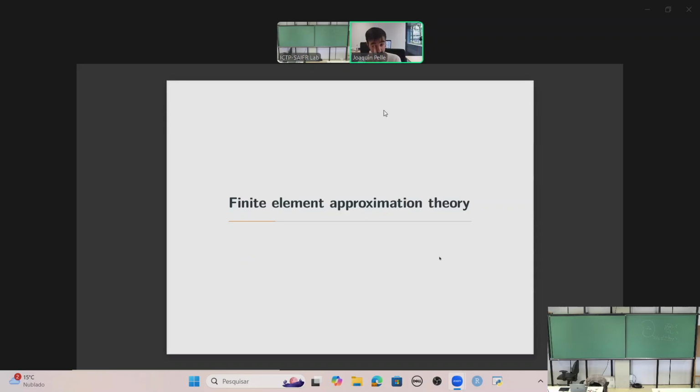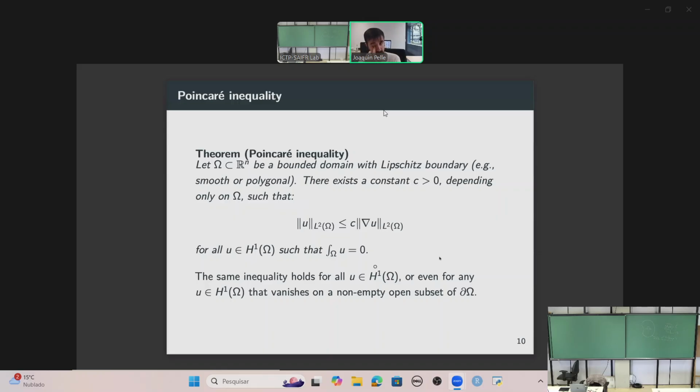So going into the theory itself, we start with a useful result here, which is called the Poincaré inequality, which says that given a certain domain in R^n, a bounded domain, whose boundary is Lipschitz, so typically, for example, a smooth boundary or a polygonal boundary, then we know that there is a positive constant, which depends only on the domain, that guarantees that the L2 norm of a function in the Sobolev space of order 1 is bounded by this constant that only depends on the domain, and the L2 norm of the gradient of this.